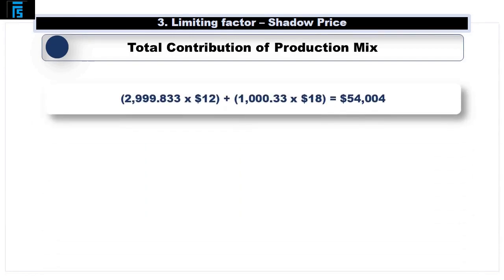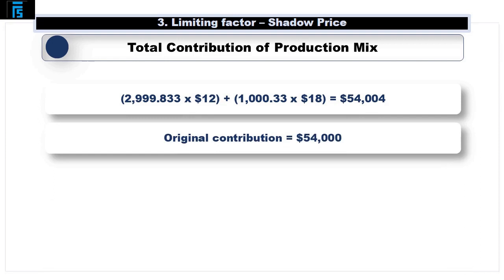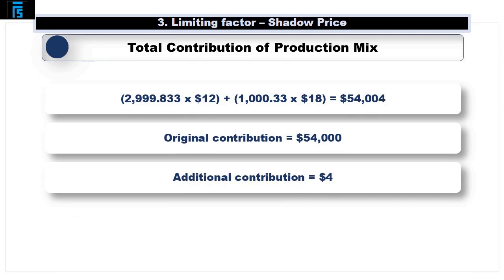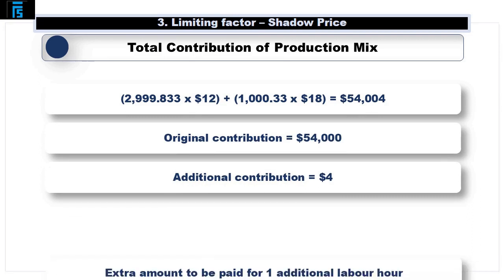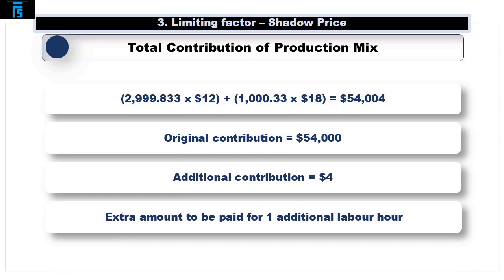You can now calculate the total contribution of this production mix. 2,999.83 units of X at a contribution per unit of $12 plus 1,000.33 units of Y at a contribution of $18 per unit gives us a total of $54,004. Compare this to the original contribution of $54,000. The additional contribution and therefore shadow price is $4. This is the extra amount that the company will be willing to pay for one additional hour of labor.